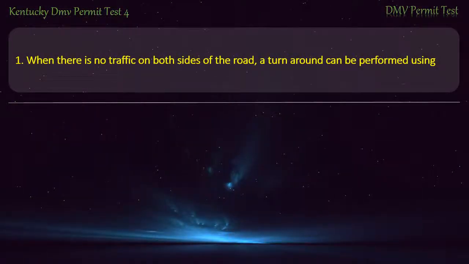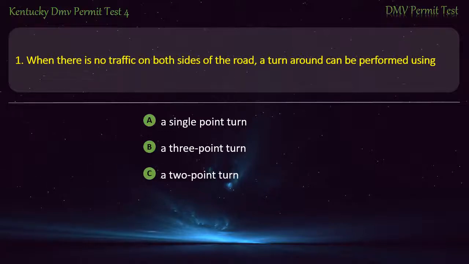Question 1. When there is no traffic on both sides of the road, a turn around can be performed using a single point turn, a 3-point turn, a 2-point turn, a 4-point turn. Answer. A 3-point turn.